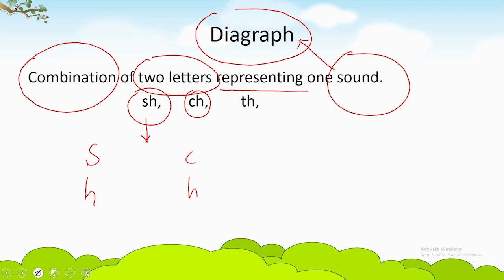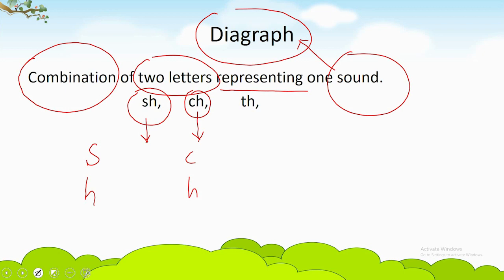The next one is C and H. C sounds for K, and H sounds for H. But when the two letters combine together, they sound like ch. That is why they are called digraphs.